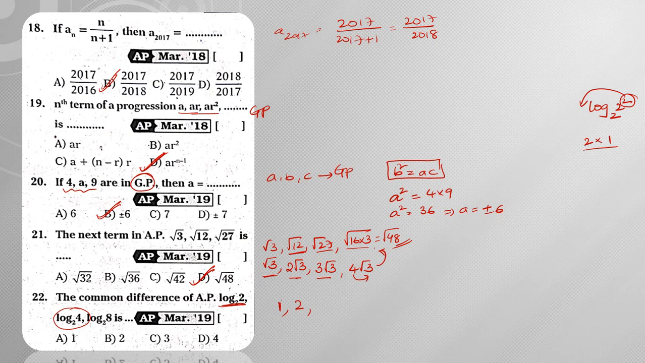Next, log 8 base 2. 8 can be written as 2 cube. Using the power rule, you can bring 3 to the front as multiplication. Then these numbers are nothing but 1, 2, 3. Then what is the common difference? The common difference is nothing but 1.